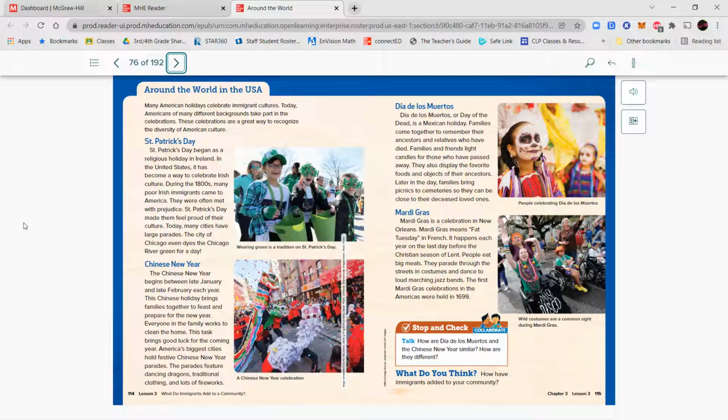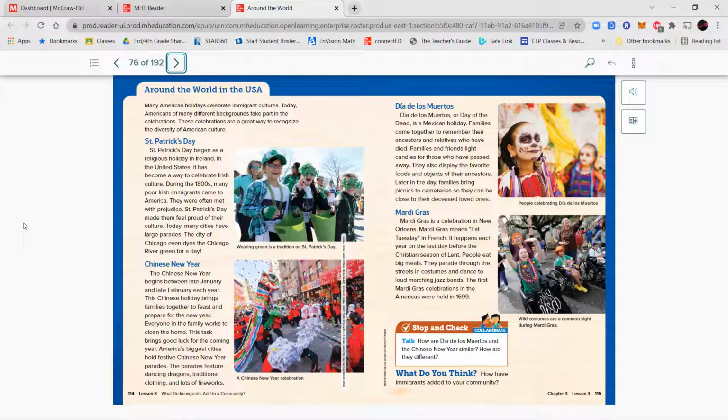Dia de los Muertos. Dia de los Muertos, or Day of the Dead, is a Mexican holiday. Families come together to remember their ancestors and relatives who have died. Families and friends light candles for those who've passed away. They also display the favorite foods and objects of their ancestors. Later in the day, families bring picnics to cemeteries so they can be close to their deceased loved ones.